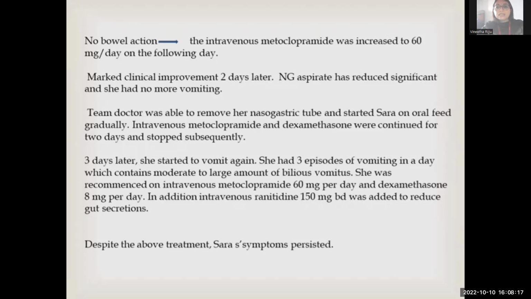Okay, and also do not stop abruptly. The antiemetic was stopped abruptly. The corticosteroids were stopped abruptly. So it would be good to taper it down and stop it. Okay.